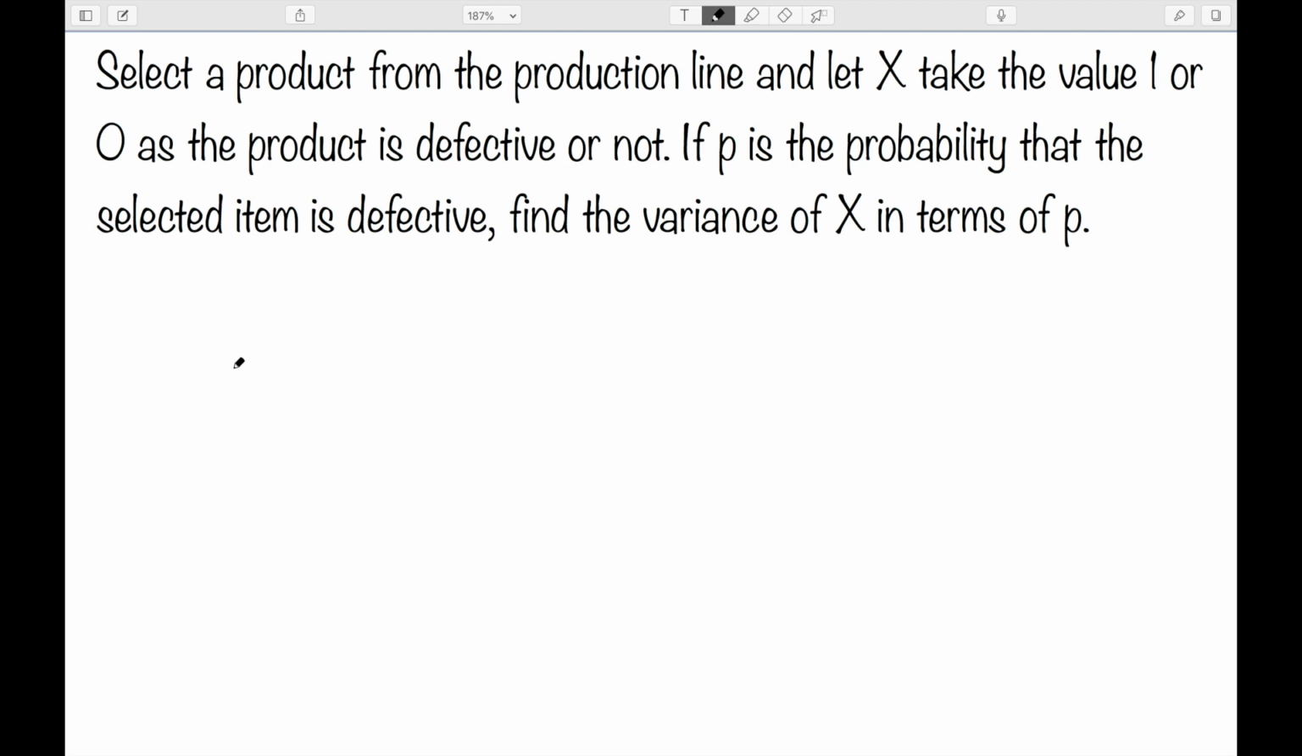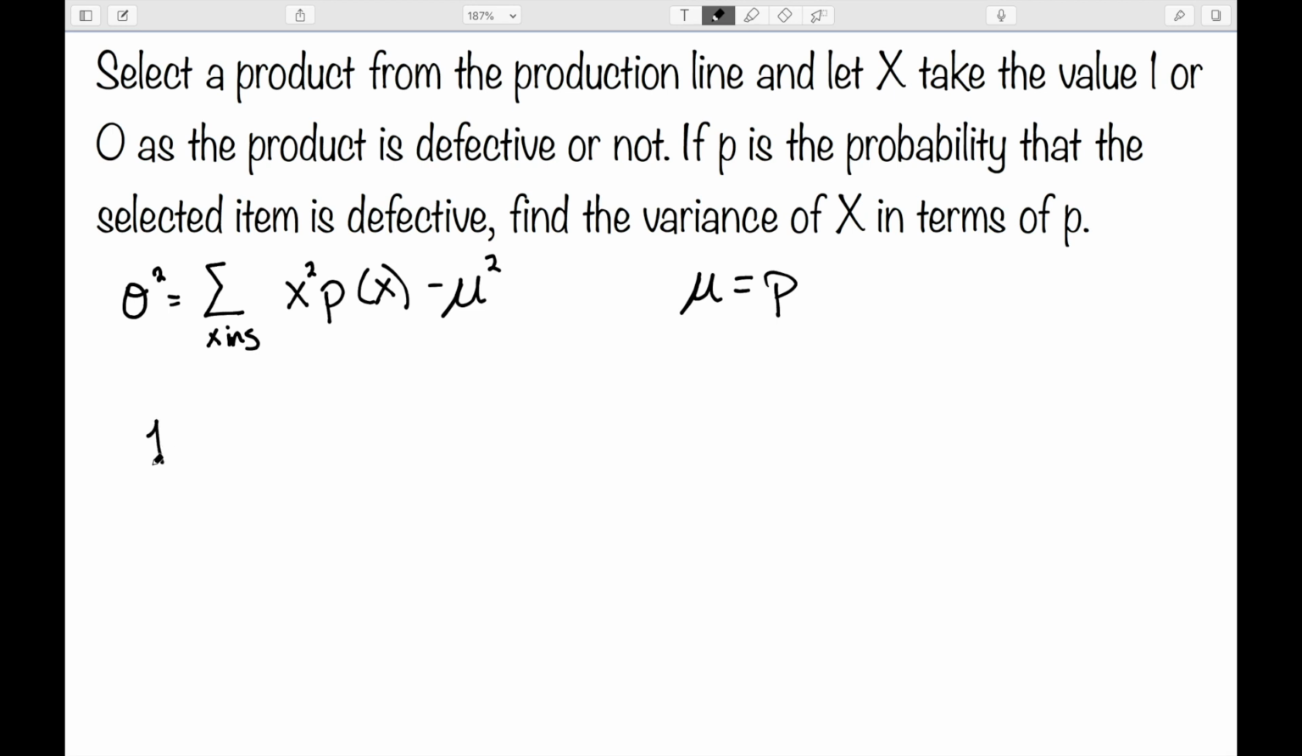First, we're going to select a product from the production line and let x take the value 1 or 0 as the product is defective or not. We're going to let p be the probability that the selected item is defective, and we want to find the variance of x in terms of p. Since this is discrete, we're going to do the sum of all x in S of x squared p of x, minus mu squared. And in a previous video, I found mu of this distribution to be p.